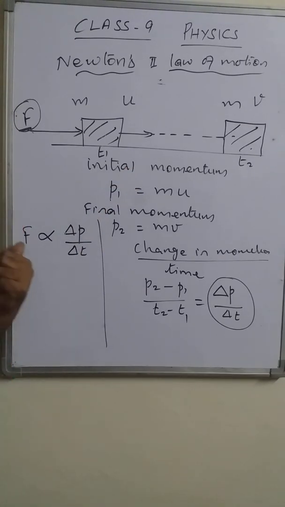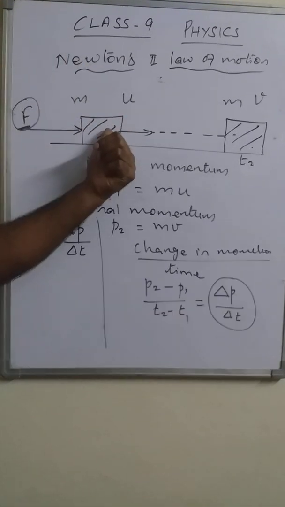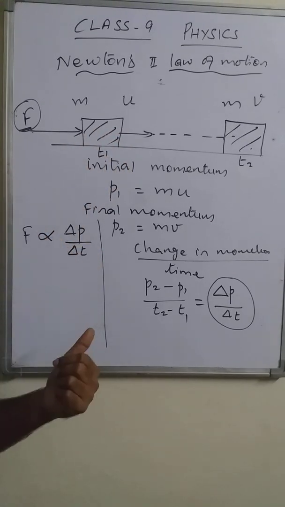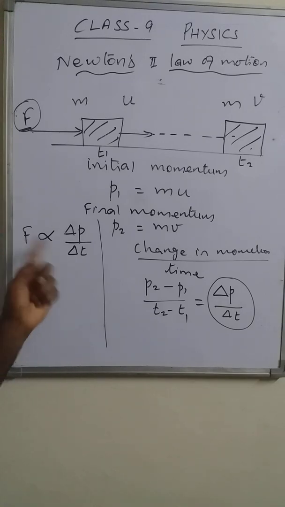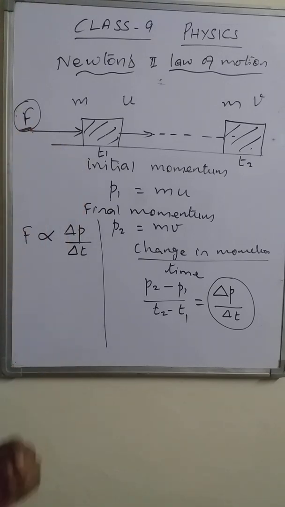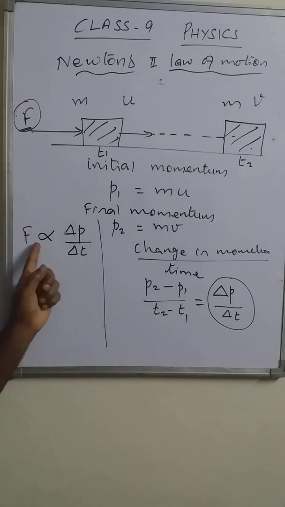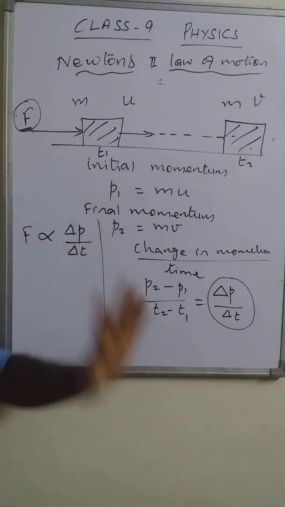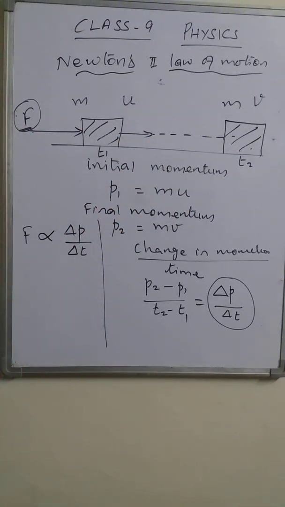Here, the external unbalanced force impulsed on it is directly proportional to the rate of change in momentum, and this is the statement of Newton's second law of motion. The complete statement is: the rate of change in momentum produced in an object is directly proportional to the force impulsed on it, in its direction of motion. That is the statement of Newton's second law of motion.